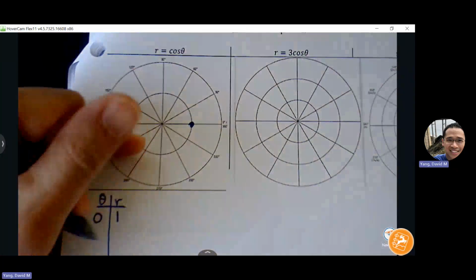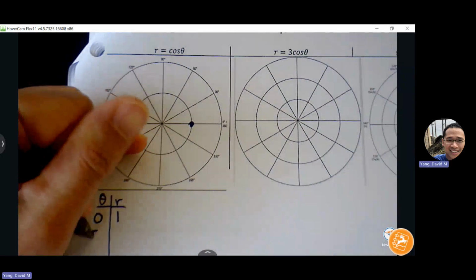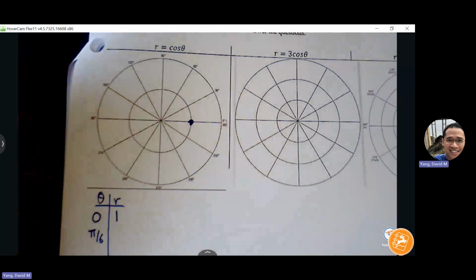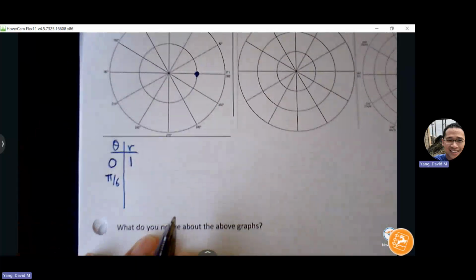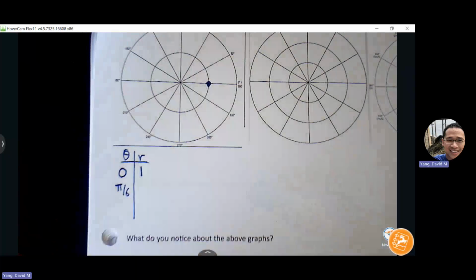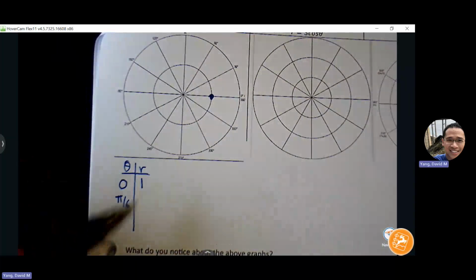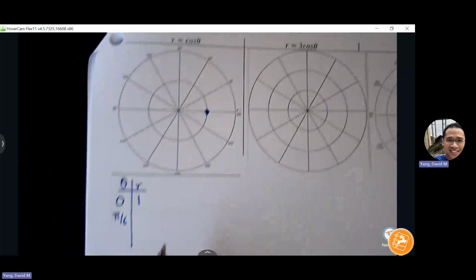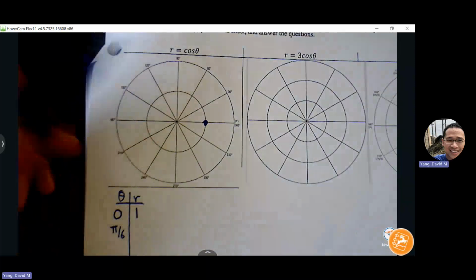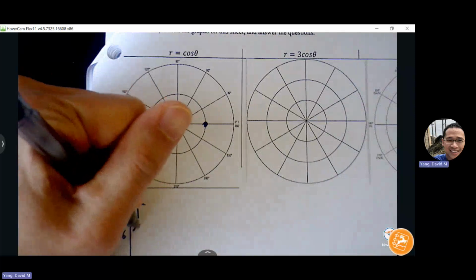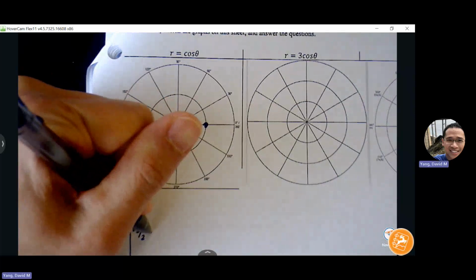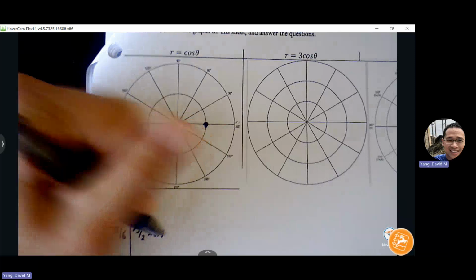Okay, let's do pi over 6. Some of these we just have to estimate. Once we get comfortable, we just pick out the values that are more spread out because we know what the shape will be. But just for now, I want to walk through some of the values here. So pi over 6, what's cosine of pi over 6? Root 3 over 2, which is around 0.7.